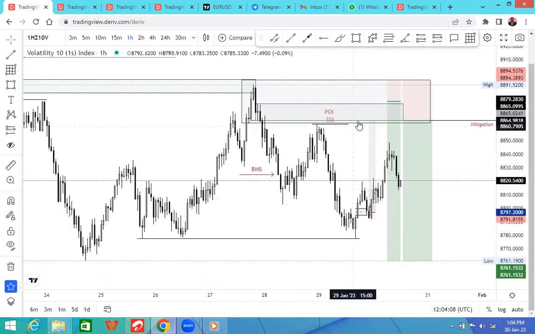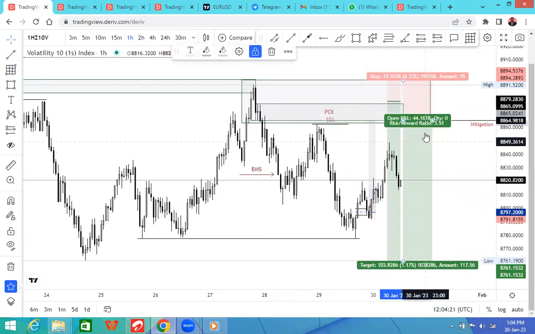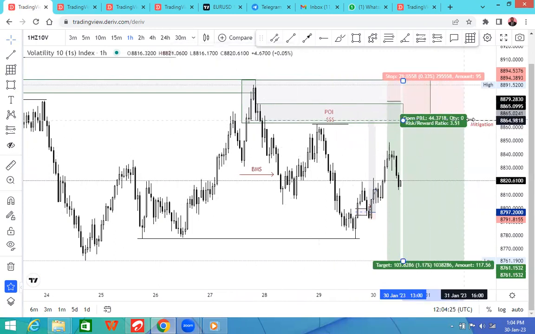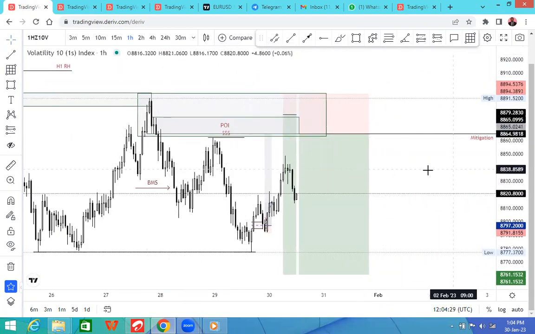So price has not tapped into that candle yet. But I found another smart money cube within this place. That's why I have my first entry here. That's why I'm looking at taking an entry from this place, because there's a smart money cube around it. So price should come tap that smart money.